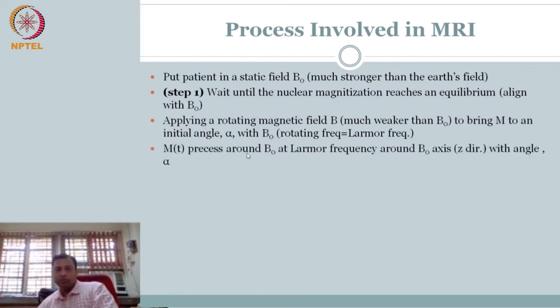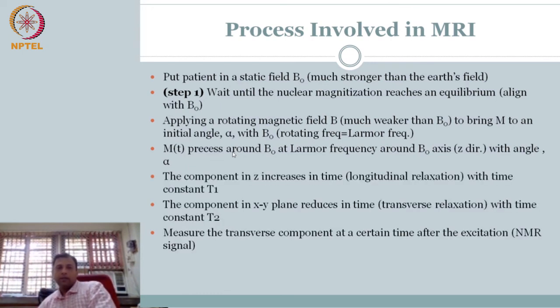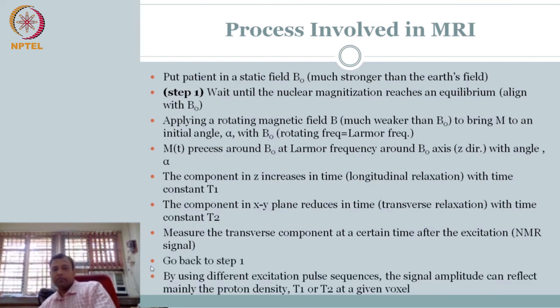So your signal comes from M of t precessing around B0 with the Larmor frequency. Then you have longitudinal relaxation and transverse relaxation. Where is your signal coming from? Essentially your transverse component: when it is spinning, you put a coil, the magnetic field cuts the coil loop, and therefore you get the free induction decay. So your signal is coming from there. Finally, we do this by exploiting different pulse sequences, and we introduced the pulse sequence diagram also.